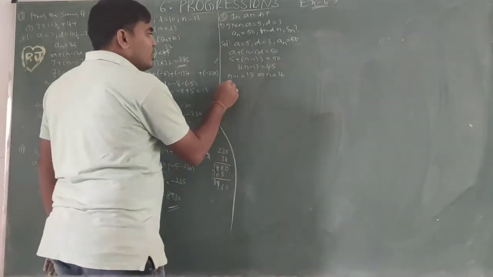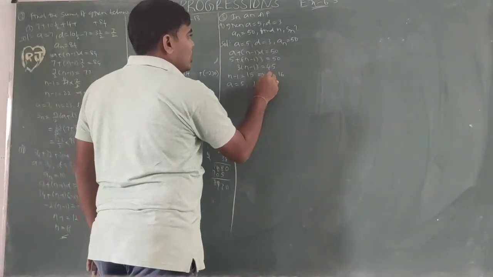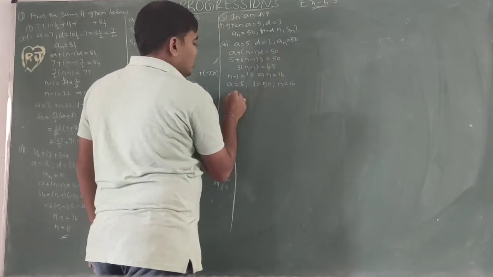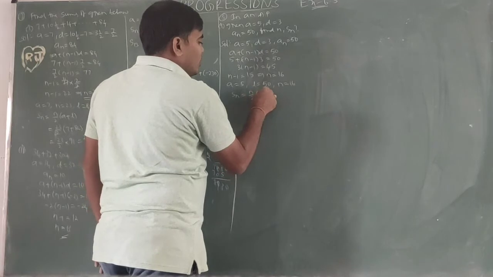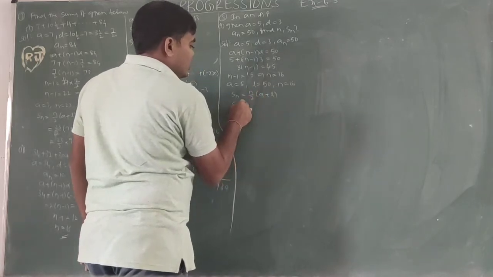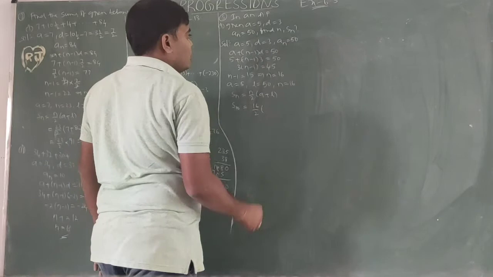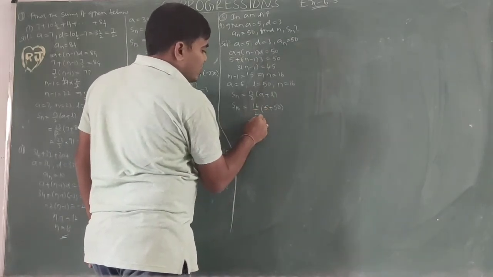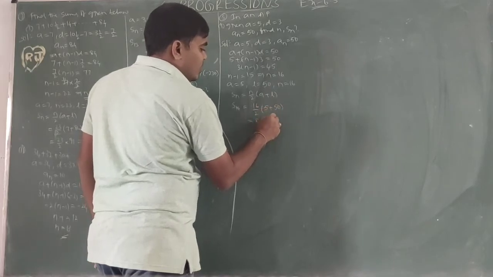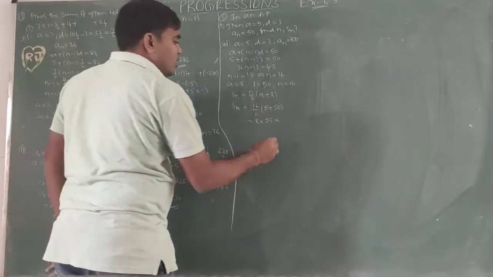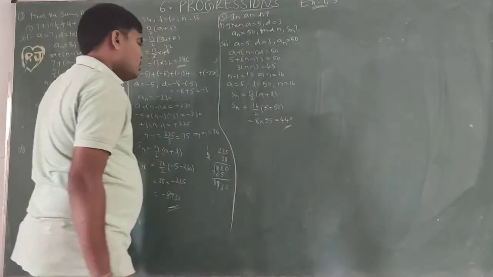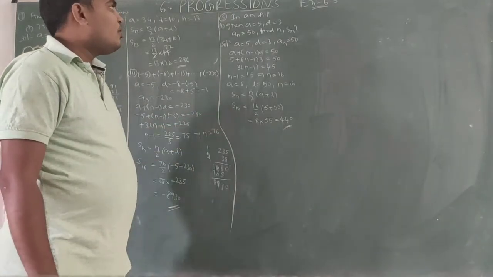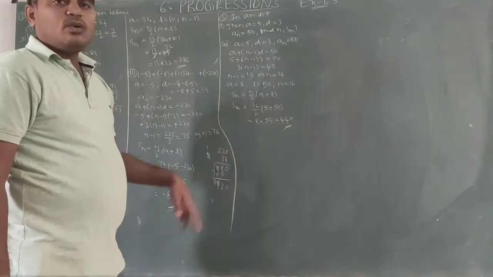So A equal to 5, last term An equal to 50, n equal to 16. Yes, Sn equal to n by 2 of A plus L. 16 by 2 equal to 8 into 50 plus 5, 55. 8 times 55 is 440. So yes, S16 equal to 440. n value 16, Sn equal to 440.